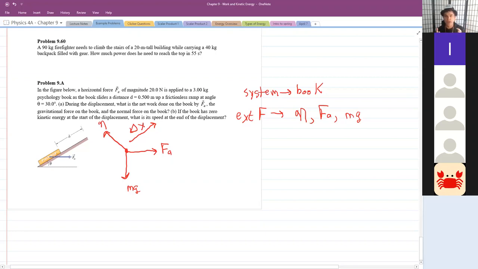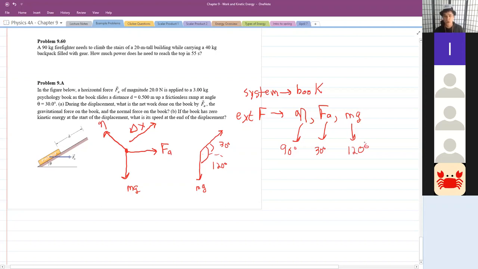The angle we care about is the angle between that force and the displacement. The normal force is perpendicular to the ramp, and the displacement is along the ramp, so the angle for the normal force is 90 degrees. The angle between FA and the displacement is just the angle of the ramp, 30 degrees. Gravity is acting straight down, mg, but my displacement is along the ramp, and this angle right here was 30 degrees, so the angle for gravity is actually going to be 120 degrees.